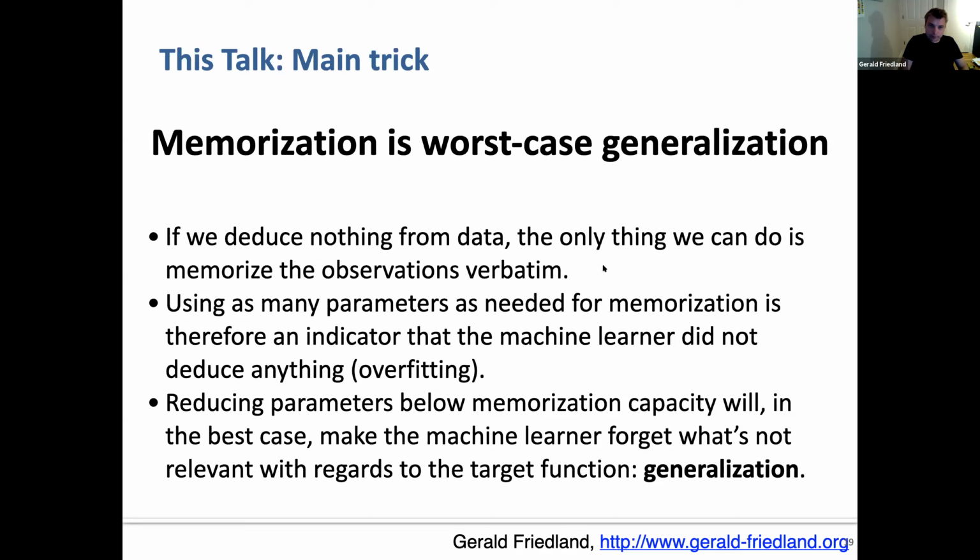And that's also, again, the same thing as extracting that rule that we've been giving. If you deduce nothing from the data, the only thing we can do is memorize the observations verbatim. So we can memorize 6514, but we cannot do anything with this. And that means, wait a minute, that means using as many parameters as needed for memorization is therefore an indicator that the machine learner did not deduce anything. And we call this, we know the name for it, it's called overfitting, right? It means we memorized 2, 4, 6, 8, 10. We didn't actually extract the rule.